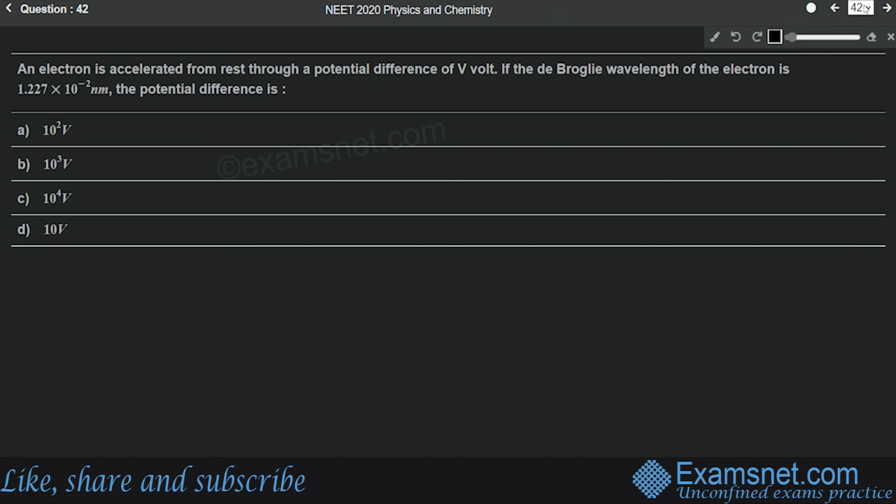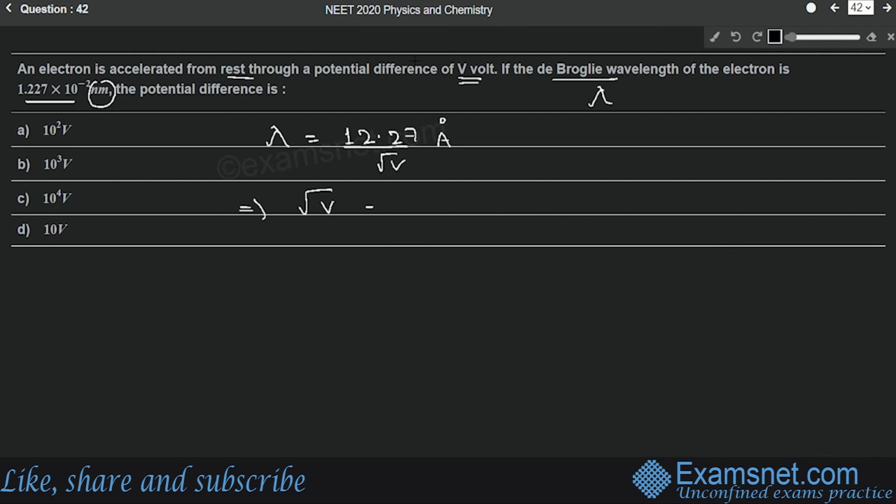Question number 42 is from dual nature of radiation and matter, and the question is: an electron is accelerated from rest through a potential difference of V volt. If the de Broglie wavelength of the electron is 1.227 into 10 to the power minus 2 nanometer, then the potential difference is. So we can write the de Broglie wavelength in terms of potential difference as 12.27 by root V angstrom, and root V is the root of potential difference. So we have to find out the potential difference.